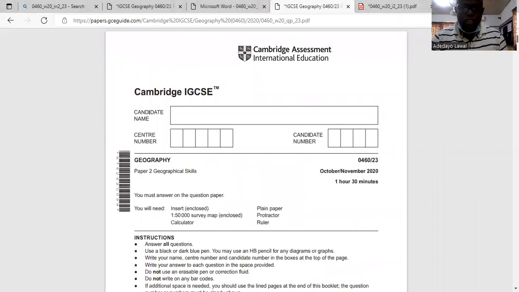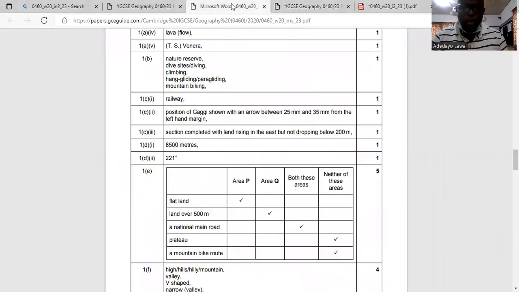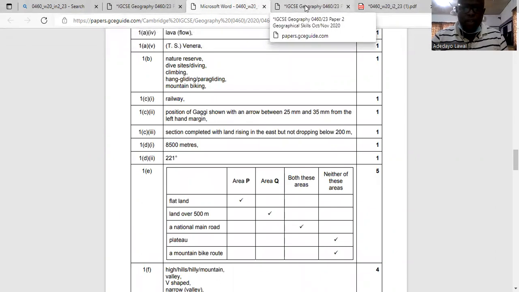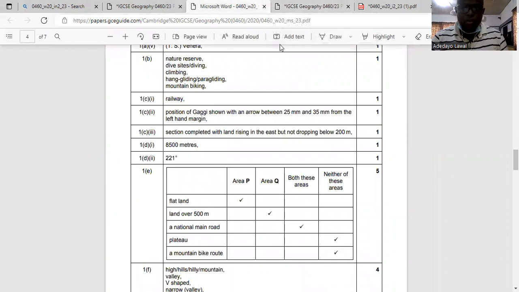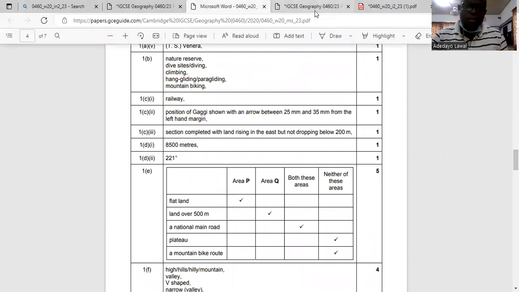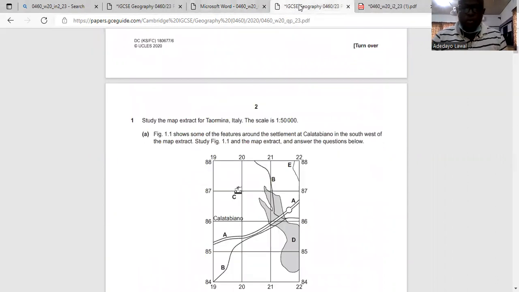This is 2020 paper 2-3, October, November. I have the mark scheme here as well, so I will be going straight into the mark scheme. Just read the question, go straight to the mark scheme, and offer one or two explanations as to why they have that answer. This is to make it fast. I don't want to make the video too long, so I'm looking for ways of not making it too long.